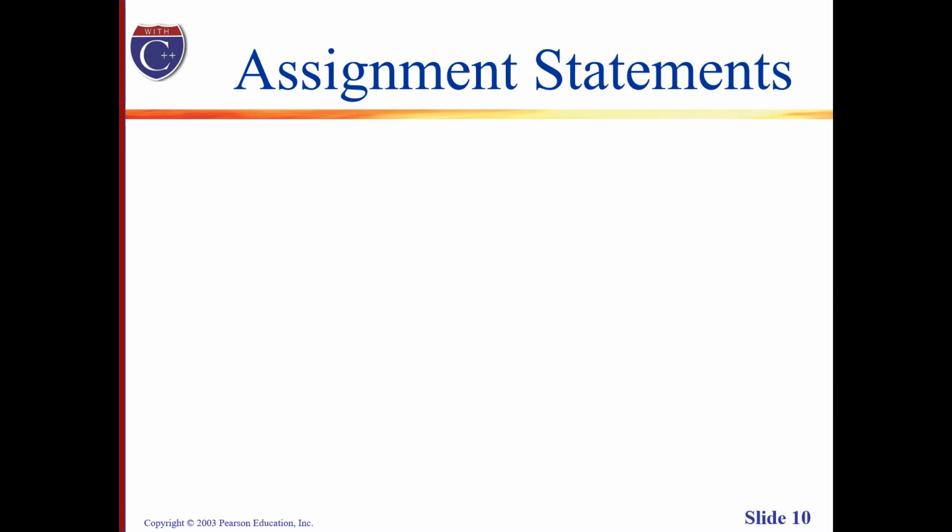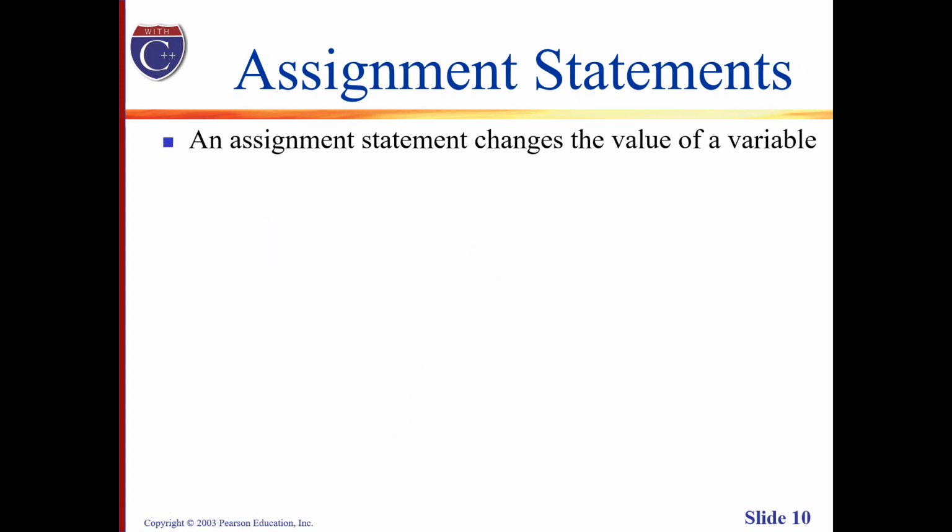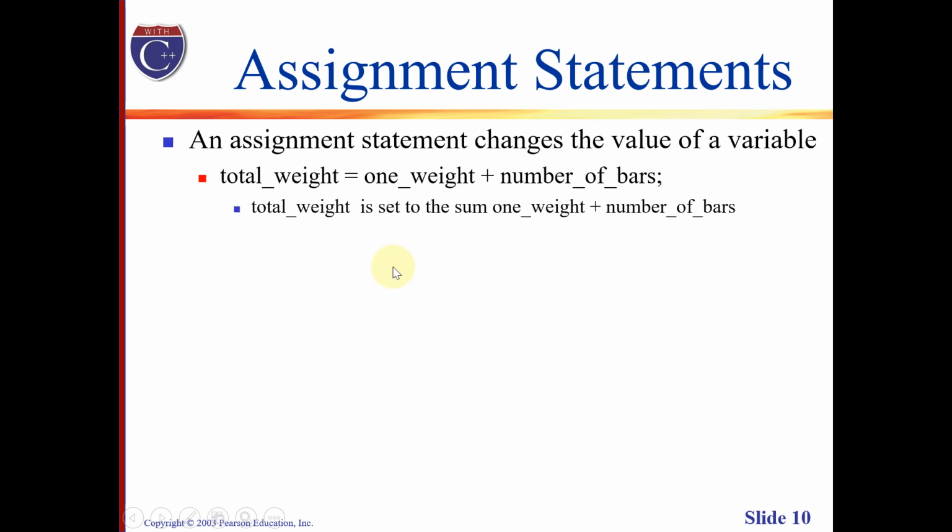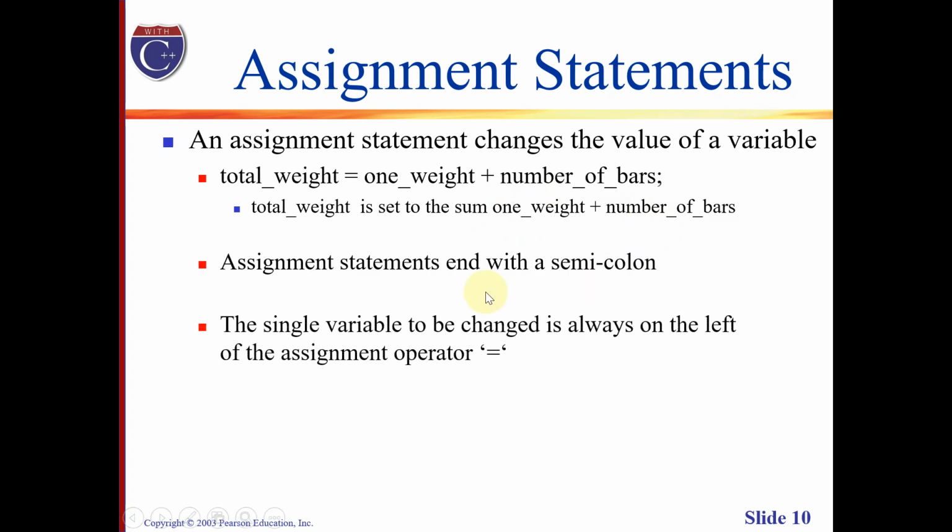Talking about assignment statements, they are used to change the value of a variable. Here's the example that we saw from a previous program. In this case, total weight is assigned the value of one weight plus number of bars. Whenever we use assignment statements, they should end with a semicolon. The single variable to be changed is always on the left of the assignment operator, just like this one.